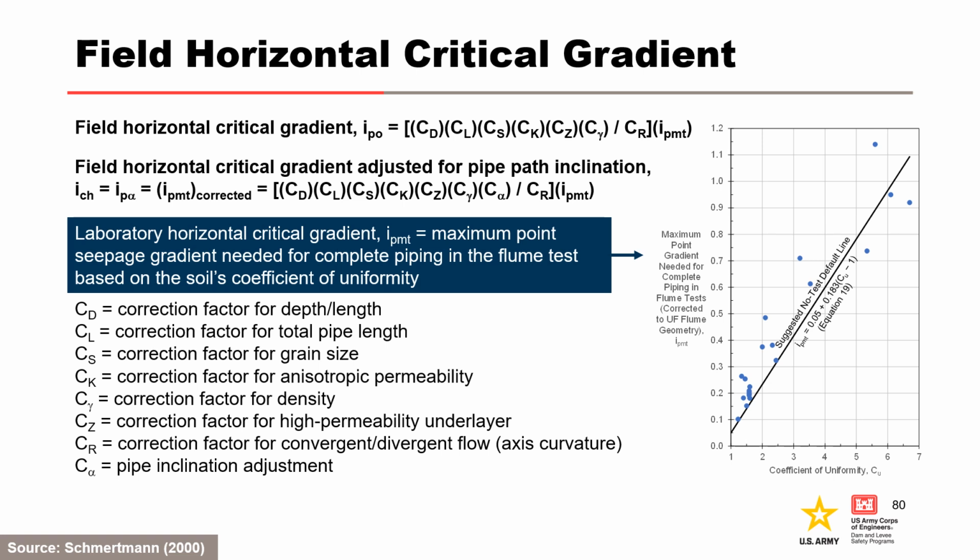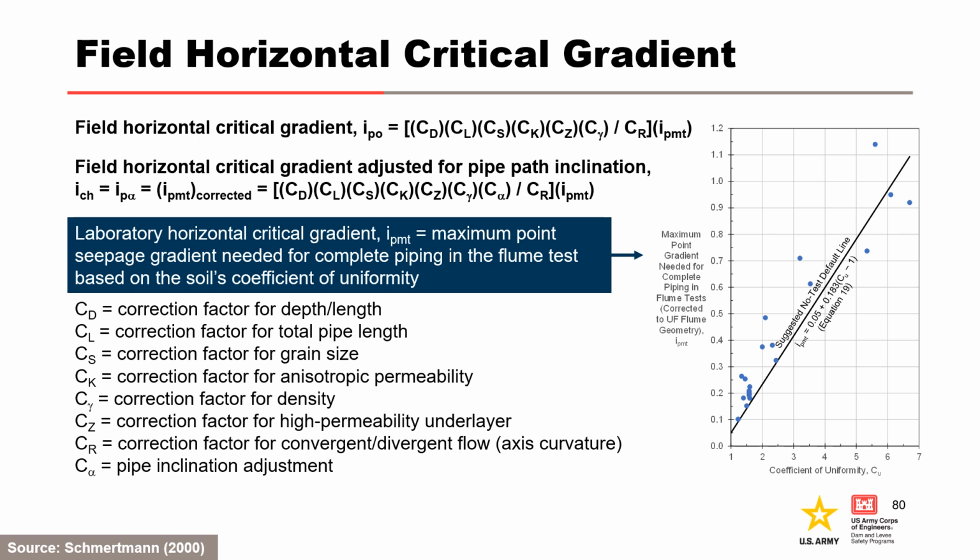Assessing the potential for backward erosion piping progression requires comparing the horizontal hydraulic gradients in the foundation to critical values as determined from the laboratory. Unfortunately, the laboratory reference values must be adjusted for many factors to be applicable to field conditions.